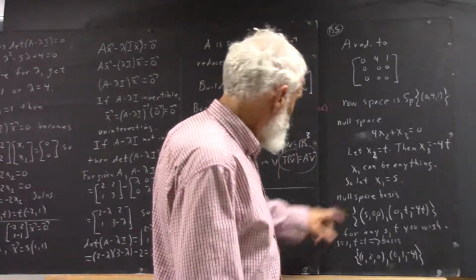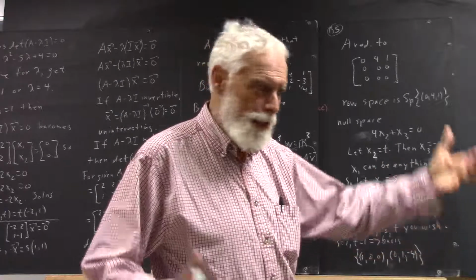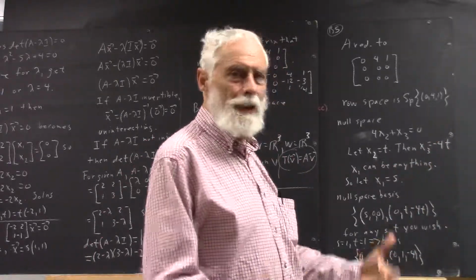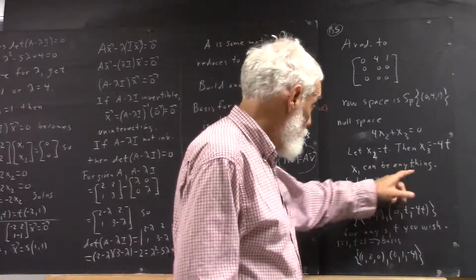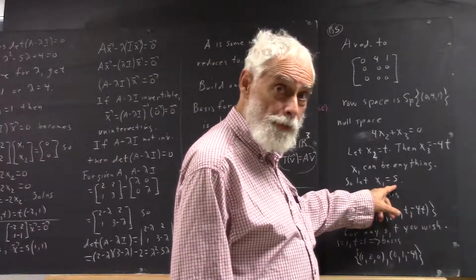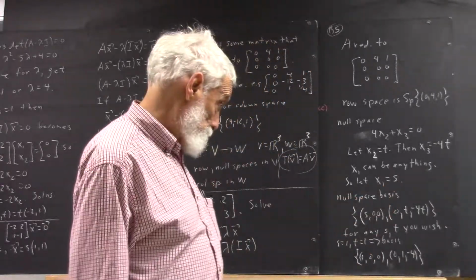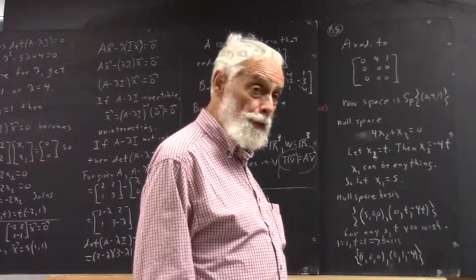Excuse me. x1 can take any value. I can say it can be anything. Well, no, it can't be a tree. It can take any value, and that probably would have been the better way to write that down. So we let x1 equal s. That's not a 5, that's an s. A variable, a symbol, and get a basis for our null space.